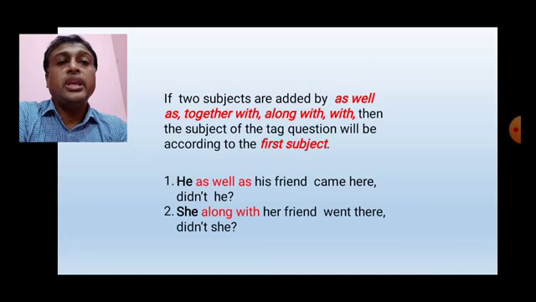Our next rule is, if two subjects are added by as well as, together with, along with, then the subject of the tag question will be according to the first subject. Let me explain it. Sometimes in a sentence we find two subjects, and those two subjects are connected by as well as, together with, along with or and. If two subjects are connected by as well as, together with, along with, not by and, then the subject of the tag question will be the first subject.